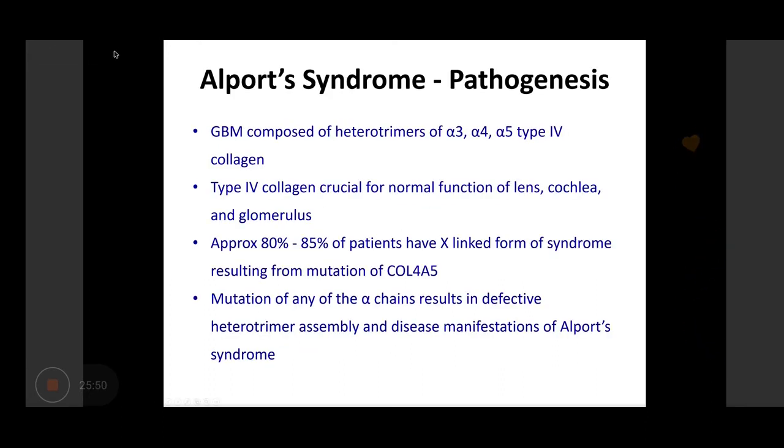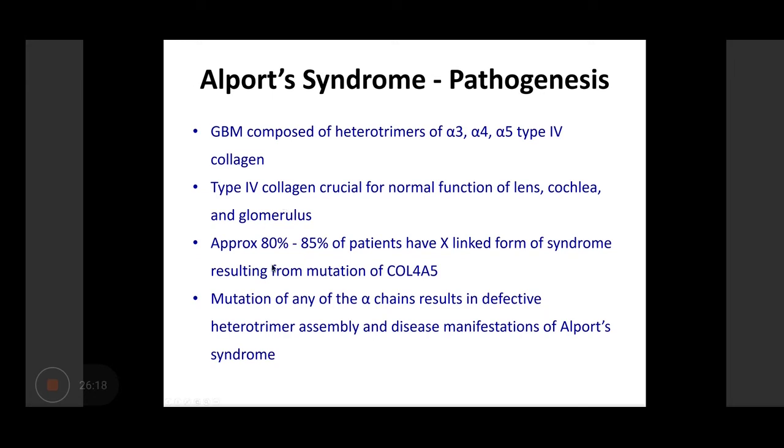What is the pathogenesis? How does Alport syndrome develop? Now, the glomerular basement membrane normally is composed of heterotrimers of alpha 3, alpha 4, and alpha 5 type 4 collagen. This type of collagen is present not only in the glomerulus, but also in the lens and the cornea, in all three organs. It is extremely important for the normal functioning of these organs.